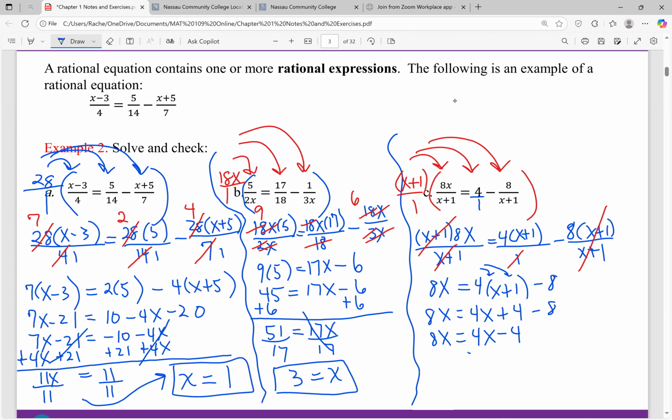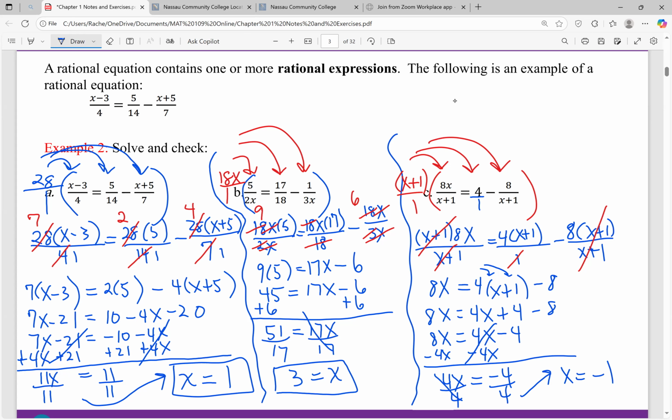And now let's gather the x terms to the left-hand side by subtraction. So I'm going to subtract 4x from both sides. 8x minus 4x is going to be 4x, and then equals negative 4. And now we can divide by 4, and we're going to get x equals negative 1.